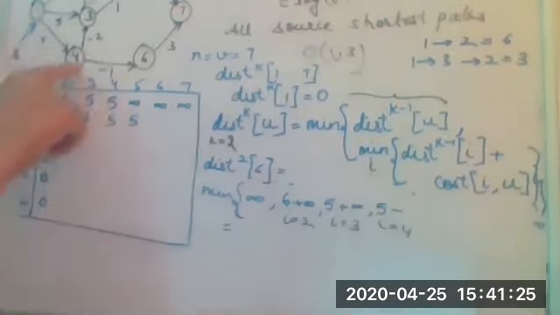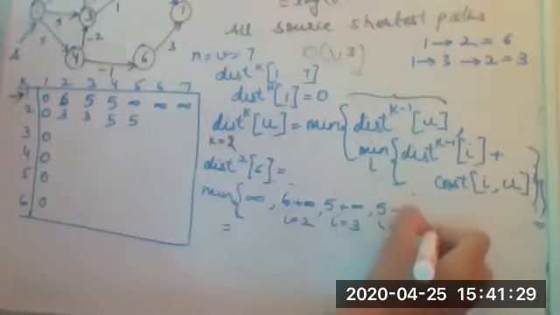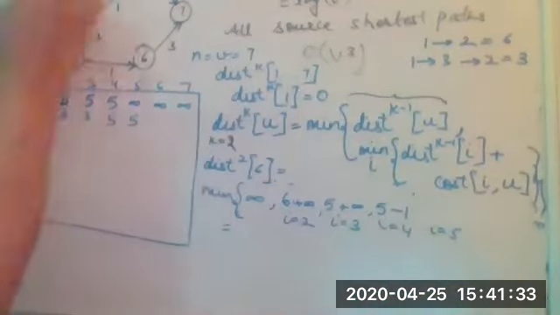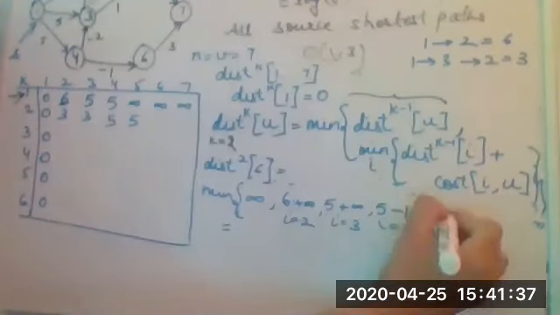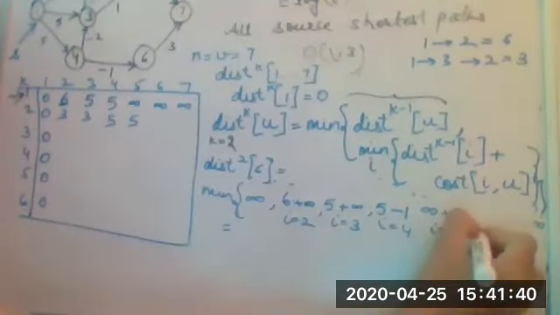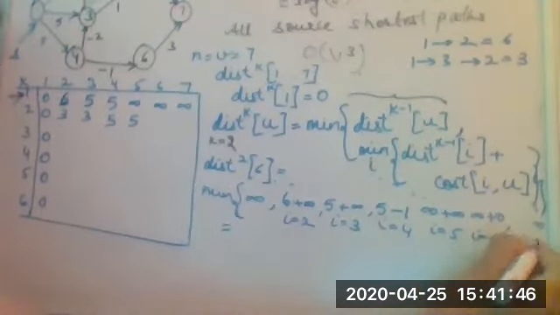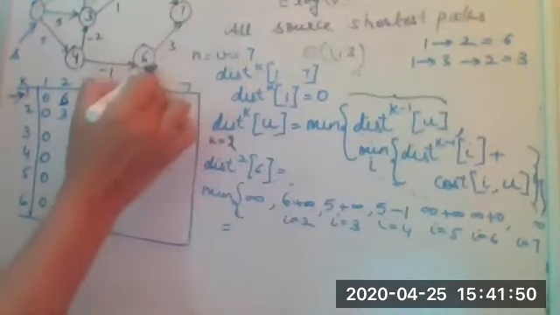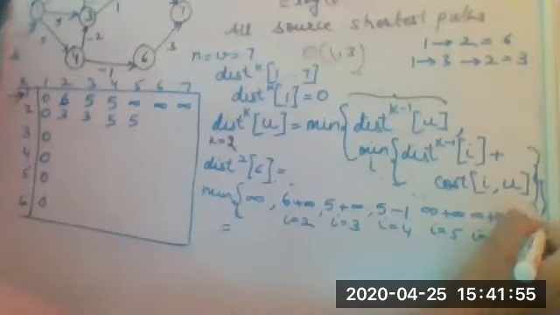And to reach 4 to 6, it is minus 1. Then I equal to 5. For 5, the previous value was infinite, and 5 to 6, there is no path. I equal to 6, previous value was infinite, and 6 to 6, it is 0. And I equal to 7, then there is no path from 7 to 6, and the previous value was infinite. So this is also infinity plus infinity.